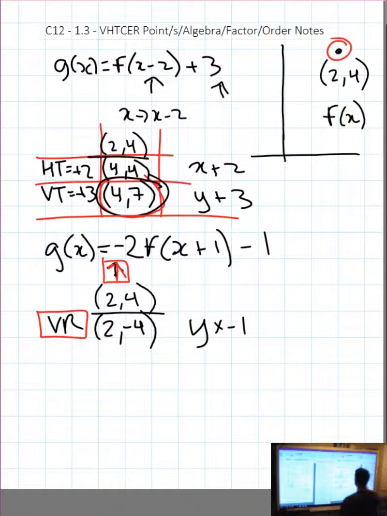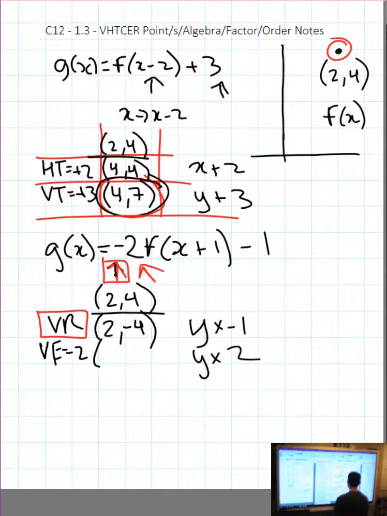Now we're going to work on this 2 out in front, and I know that if I have a 2 out in front of f(x), that is a vertical expansion equaling 2, which is multiplying the y value by 2, which would give me (2, ...). Negative 4 times 2 is negative 8. Now I can work on my translations. I just need to do them last.